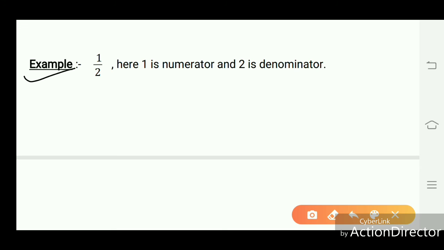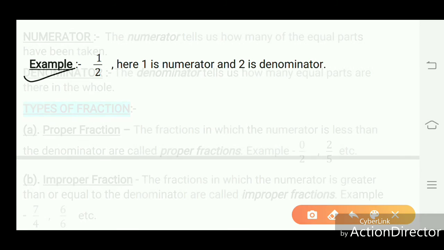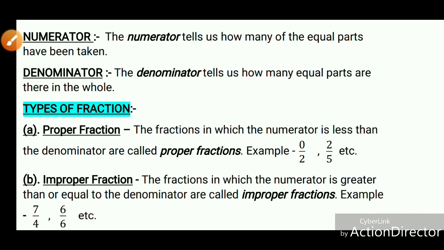Example, if we write 1 upon 2, we say that 1 is the numerator and 2 is the denominator. Fractions have two parts, numerator and denominator. The numerator tells us how many of the equal parts have been taken. And the denominator tells us how many equal parts there are in the whole.